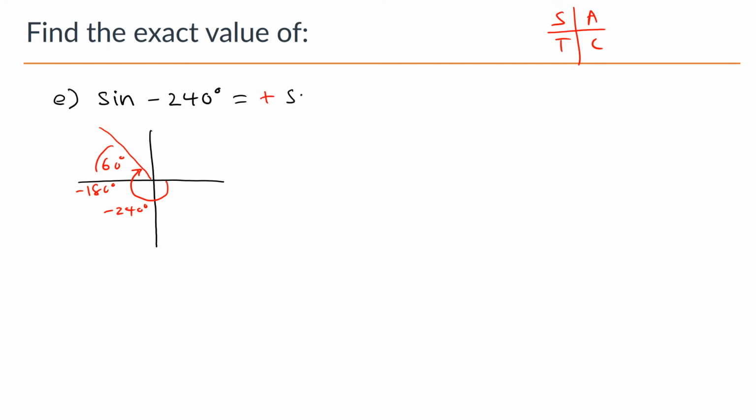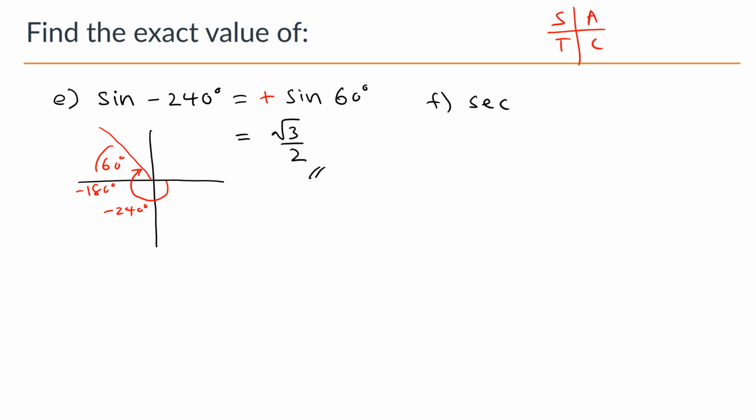Sine, the reference angle is 60. So sine 60, we know that it is square root 3 over 2. Good. Let's go to the next one.